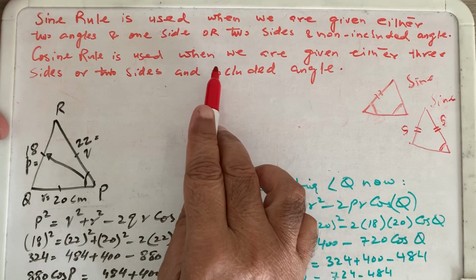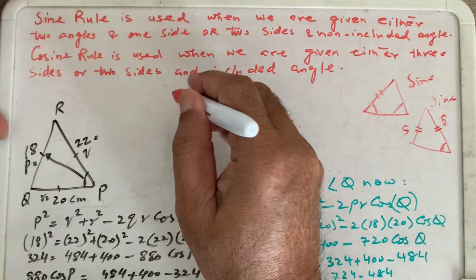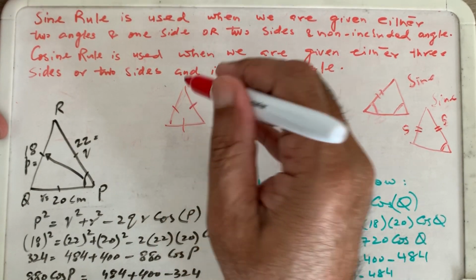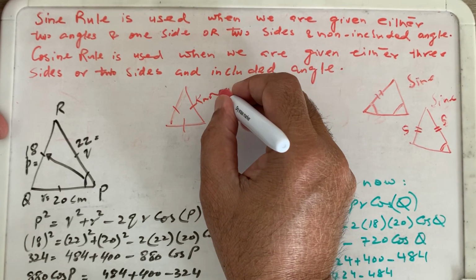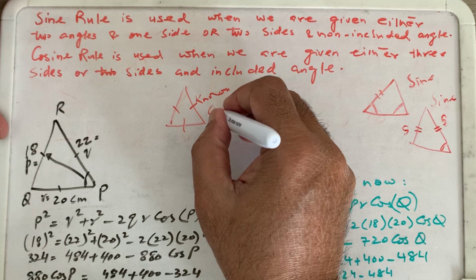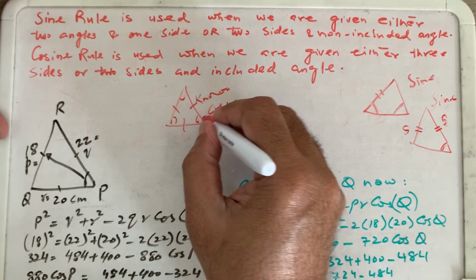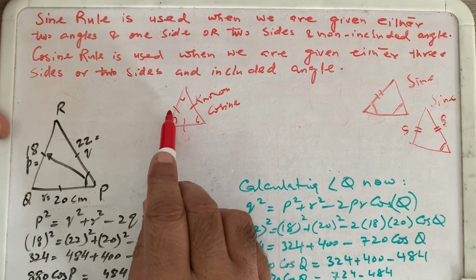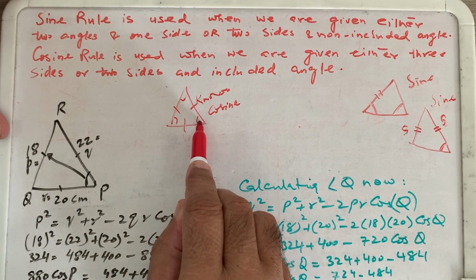Cosine rule is used when we are given either three sides. If all three sides are known, then we use cosine law. Why do we use cosine law? To get all three angles, right? There are 6 variables in a triangle, 3 sides and 3 angles. So when 3 sides are known, we have to calculate the 3 unknown angles.